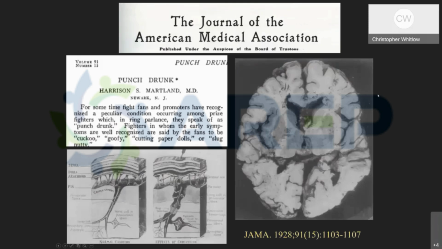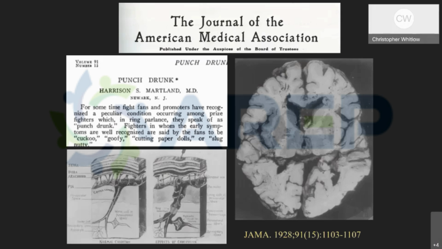So this paper was published in the Journal of the American Medical Association by Martland and Newark back in 1928. So, we've known for a long time that concussions and sports-related head impact exposure can lead to brain injury.